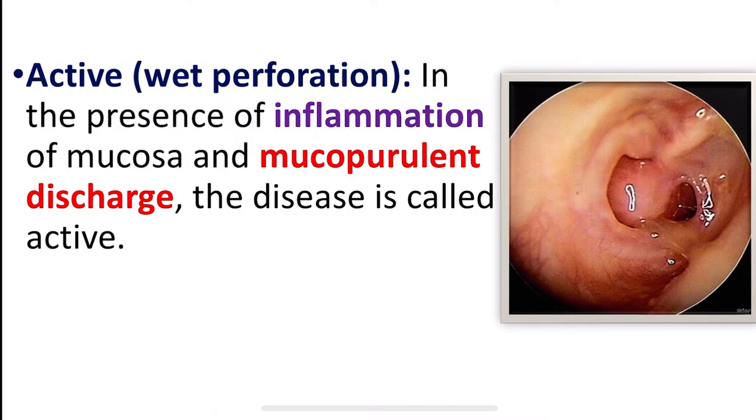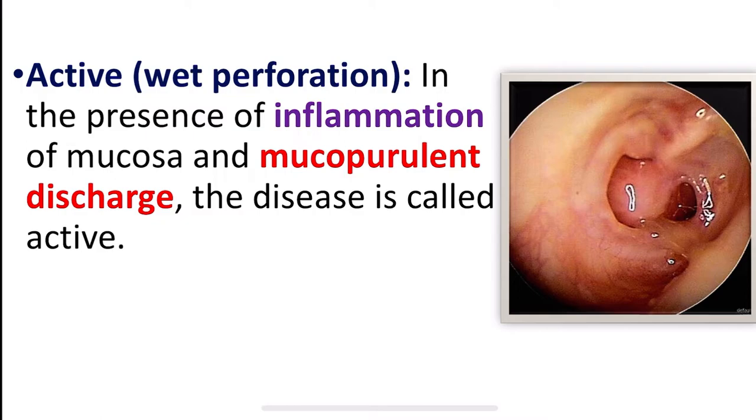The next stage, it is active or wet perforation. In this, the presence of inflammation of the mucosa and mucopurulent discharge can be seen. Hence, the disease is active. Why is it active? Because the inflammation is present and the mucopurulent discharge is seen.